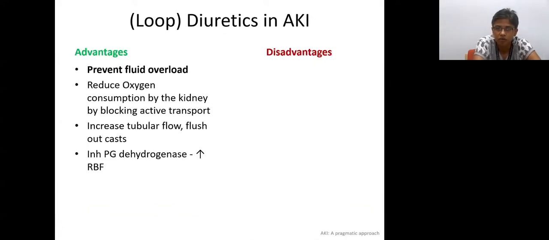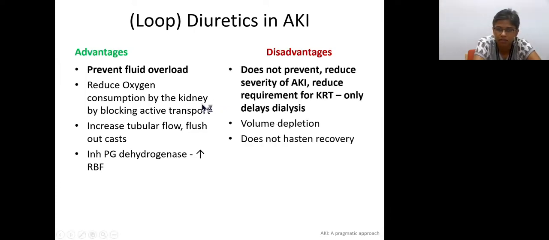Of course, diuretics will prevent fluid overload, and they may help to flush out casts, and because they block the active transporters in the kidney, they may reduce oxygen consumption. These are the reasons why people use diuretics. Mostly it's to prevent fluid overload. The others are mainly semantics.